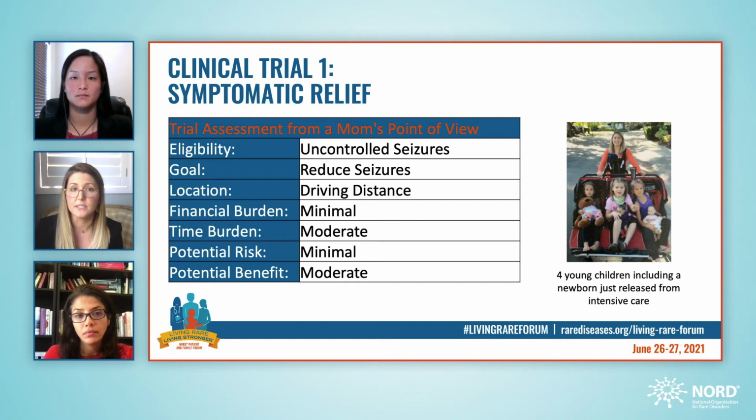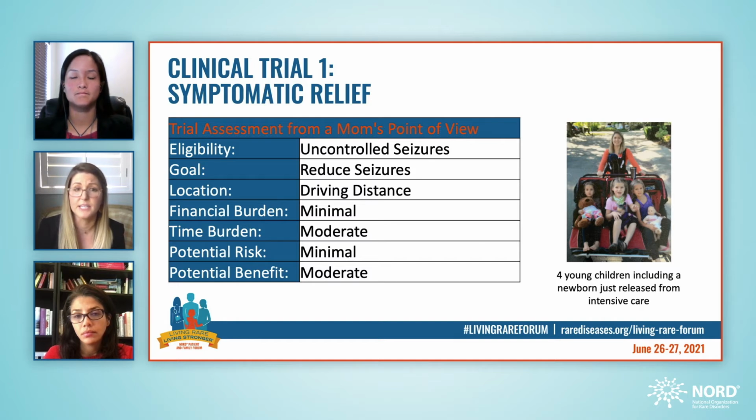This meant that the cost of the trial was minimal for us. There were no plane tickets or hotel stays. If I remember correctly, the trial drug was free, unlike Tessa's regular seizure medications, which often had significant monthly copays. We did have to do neurology appointments, including EEGs and blood tests before and during the trial, so I would consider the time burden to be moderate.